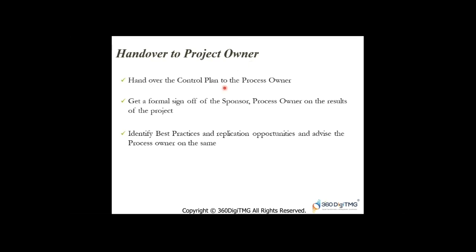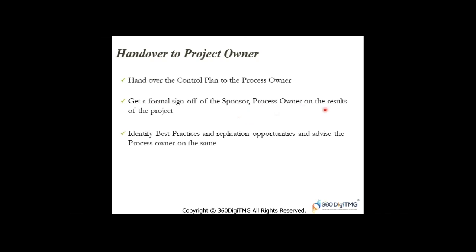Hand over the control plan which you have prepared to the process owner. Get a formal sign off by the sponsor saying that, hey, I have successfully implemented the Six Sigma project. You'll realize the benefits within a year or so, and here is my report. Get a formal sign off, right?